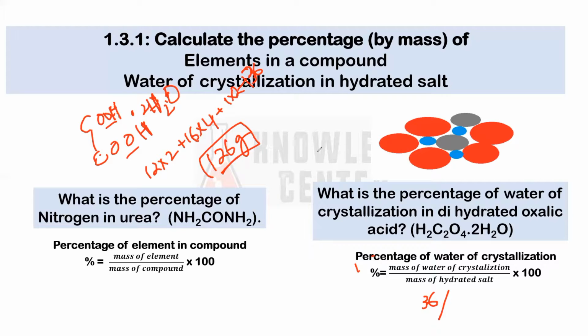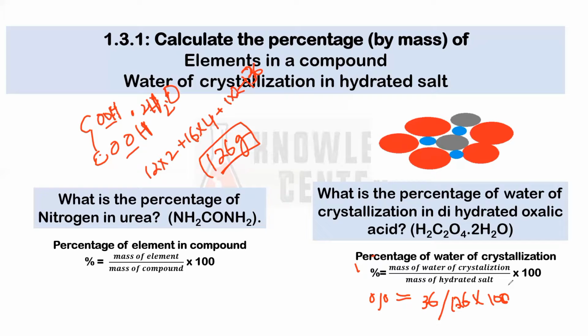Now it is very easy. What you have to do for percentage calculation, you have to keep 126 in the denominator and you have to multiply it by 100. Why? Because we are going to calculate percent. Cent means out of 100. So we are going to calculate the percentage of water of crystallization in salt.